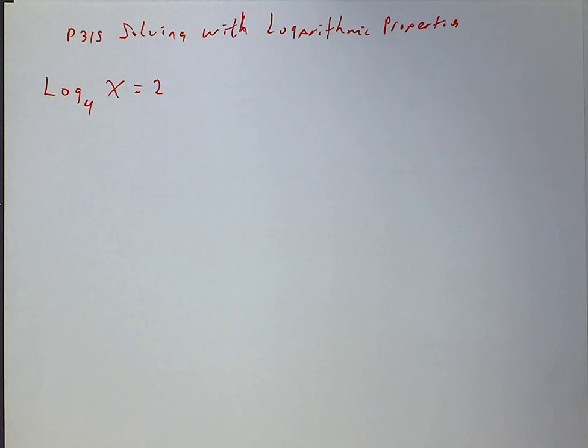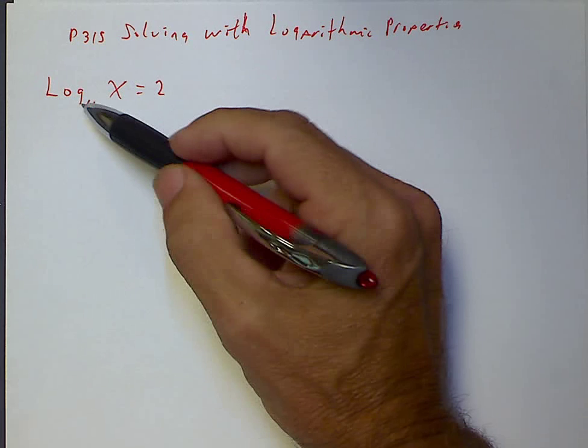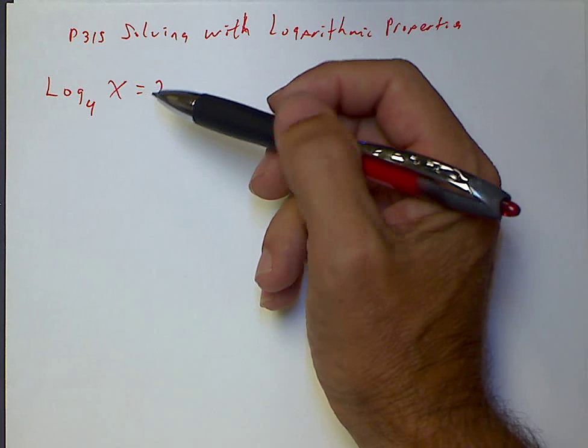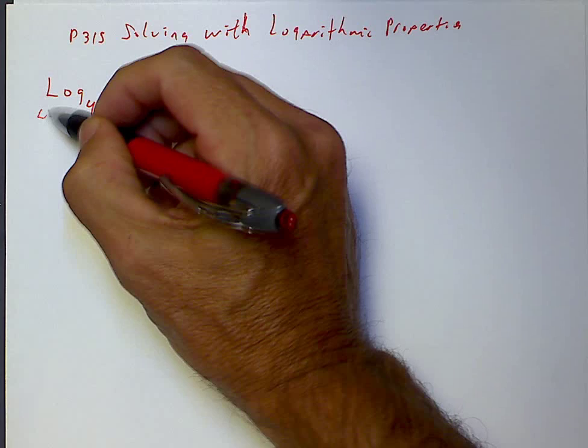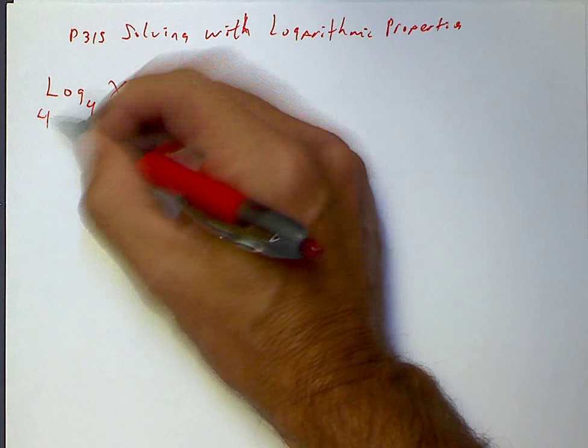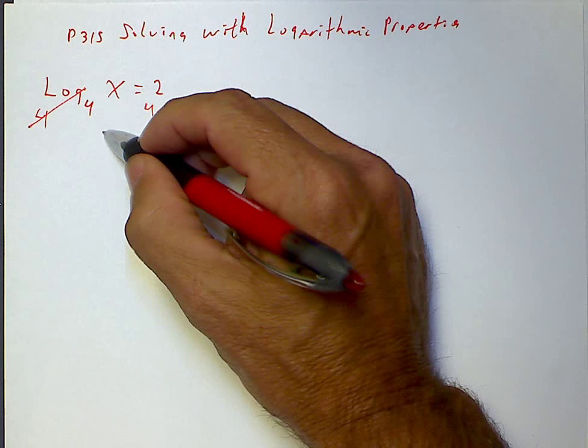So let's start simple. I have log base 4 of x equals 2. We've seen a bunch of these at this point. I just take 4 to the power of both sides to cross them out, and I have x equals 16.